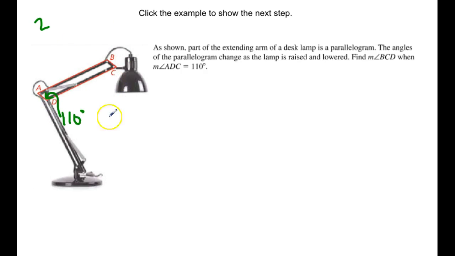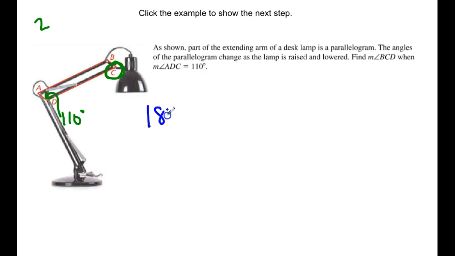And so when I'm given word problems like this, I always want to start by drawing my picture and labeling the things that I know. So here I can see that I'm trying to find angle BCD. So I'm looking for this angle right here. In order to find it, I see that I have consecutive angles. They're right next to each other, right? They're not across from each other, so I know that they're consecutive.